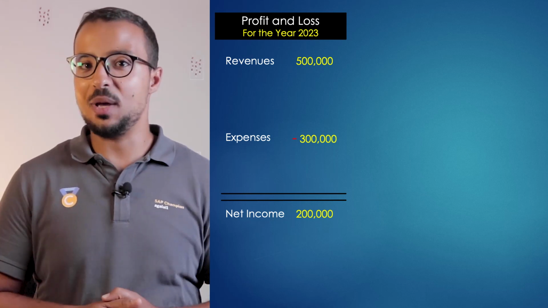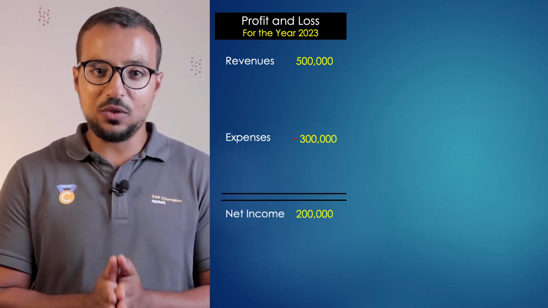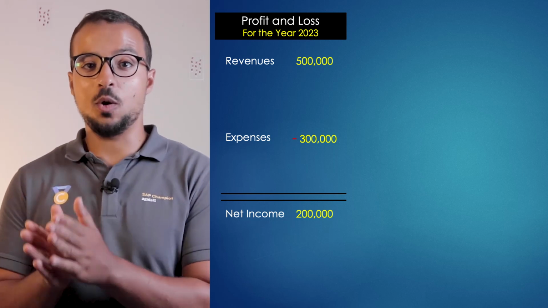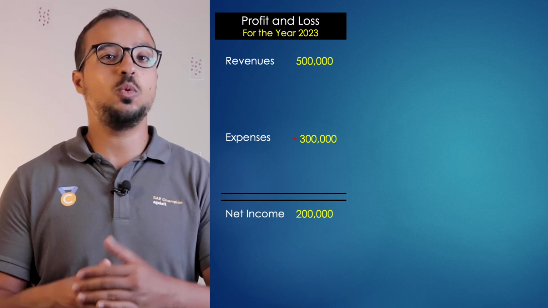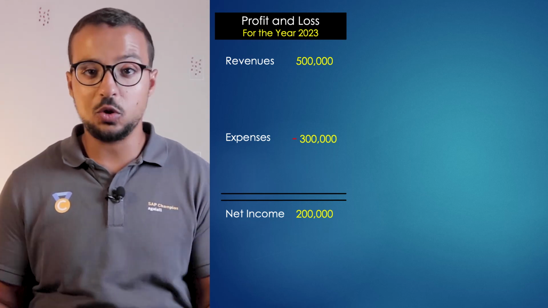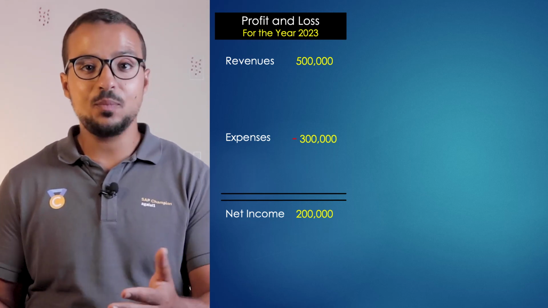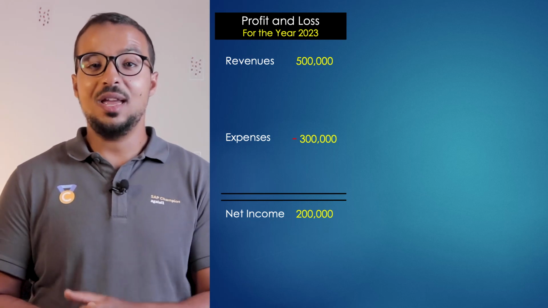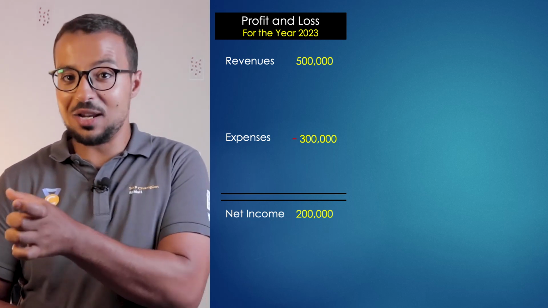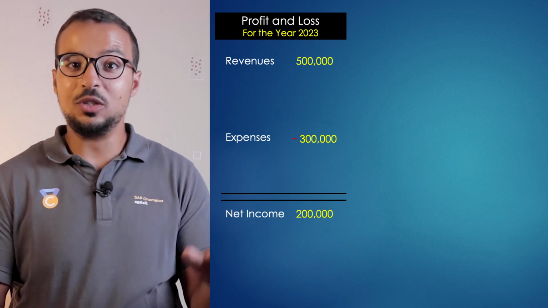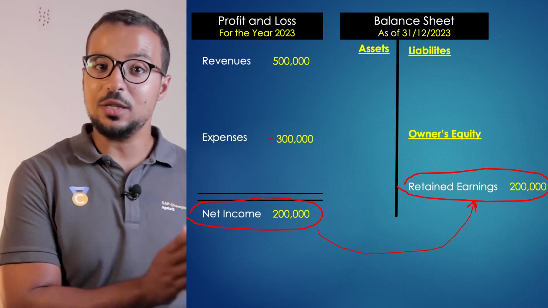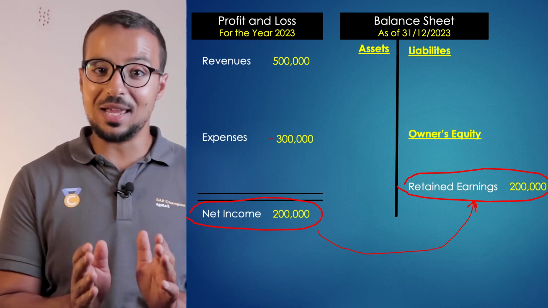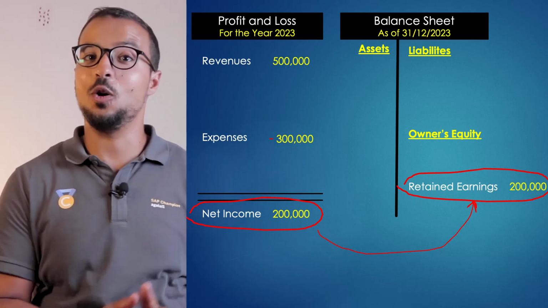So what happens to this balance? So now we are at the end of the year 2023. We check our profit and loss and we find that we have revenues of 500 USD and we have total expenses of 300 USD. So we have a net income of 200 USD, for example. We take this net income, so the balance of our profit and loss, and we move it to the balance sheet under the retained earnings account. So the retained earnings GL account is the link between our profit and loss and our balance sheet.